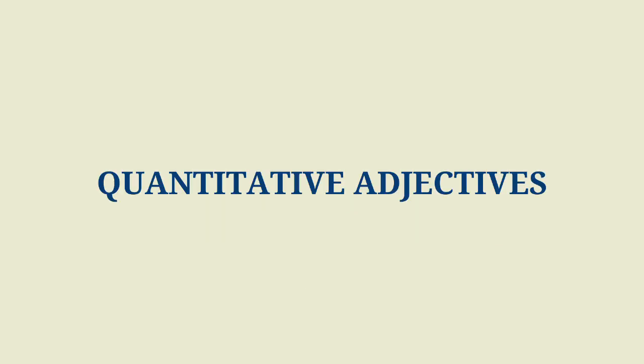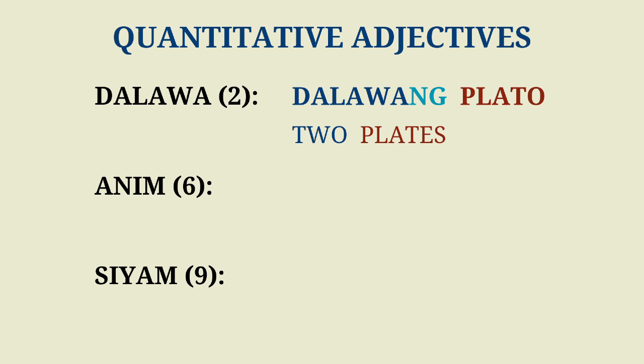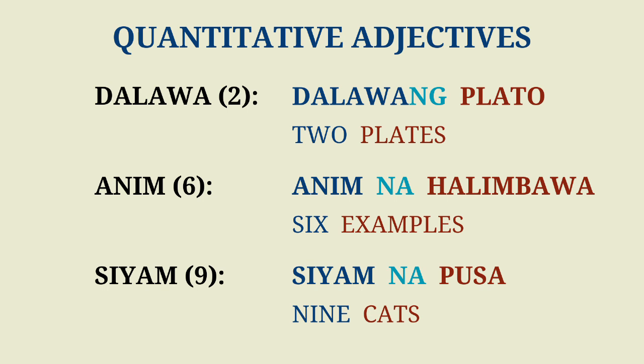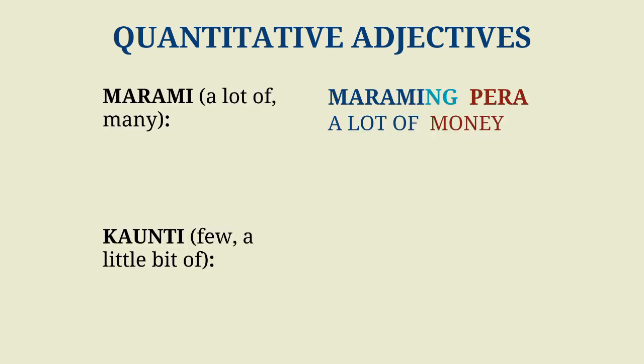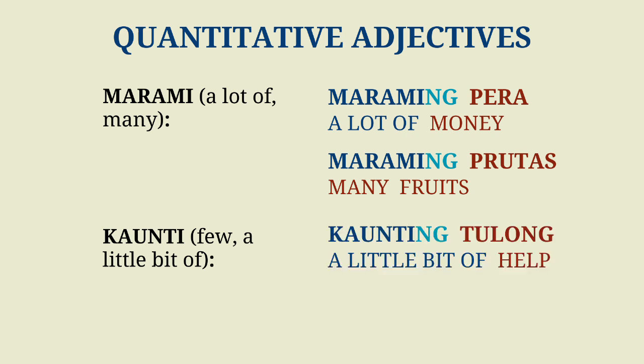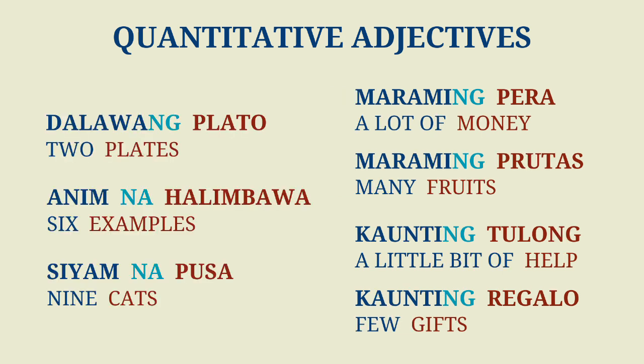Quantitative adjectives are those that describe the quantity or number of a noun. Halimbawa, dalawang plato. Anim na halimbawa. Siyam na pusa. Maraming pera. Maraming prutas. Kaunting tulong. Kaunting regalo. So we followed the same rules when it comes to the linkers.